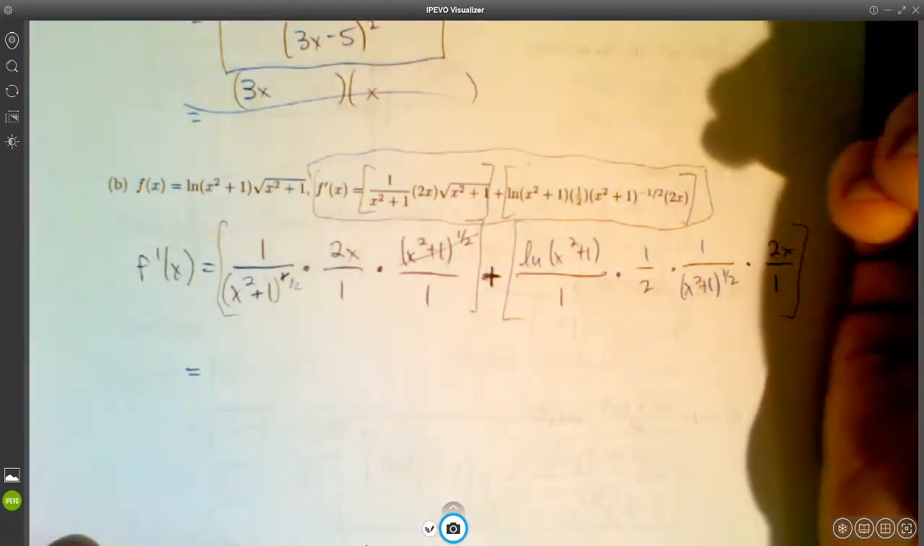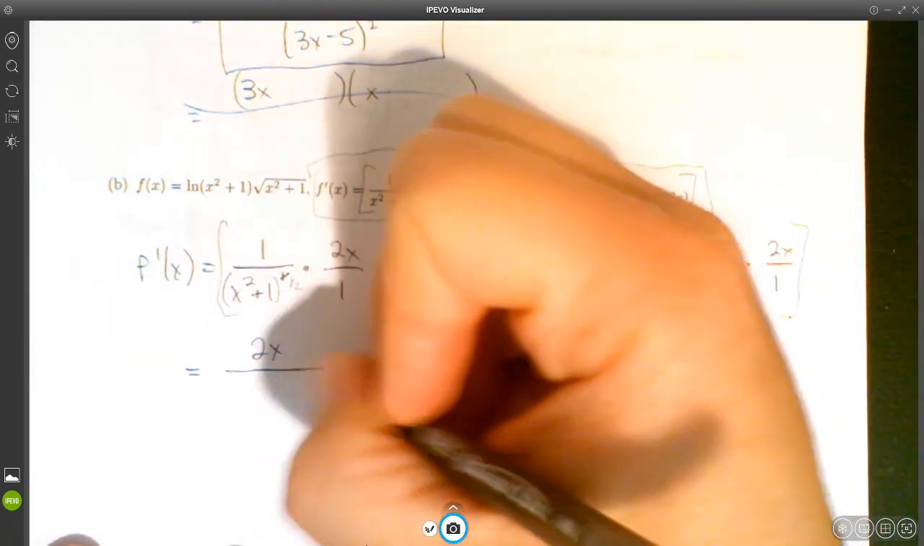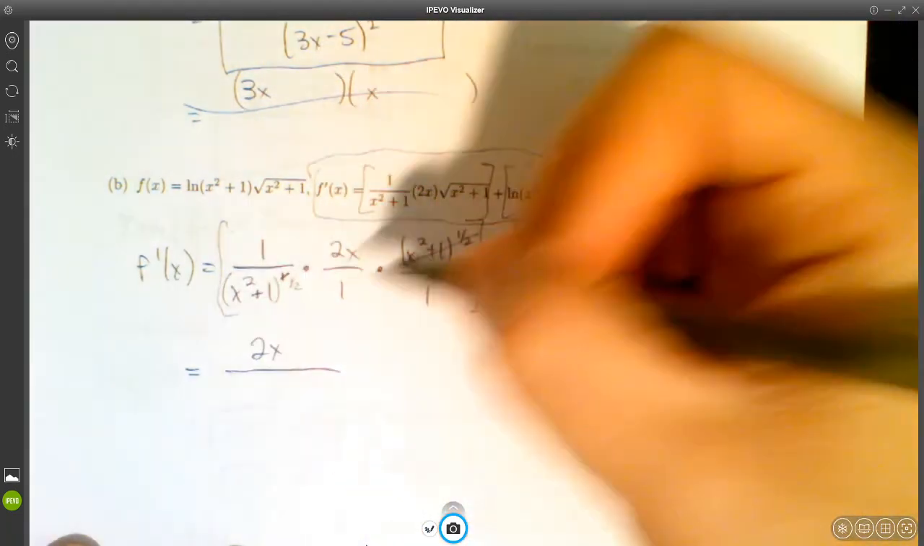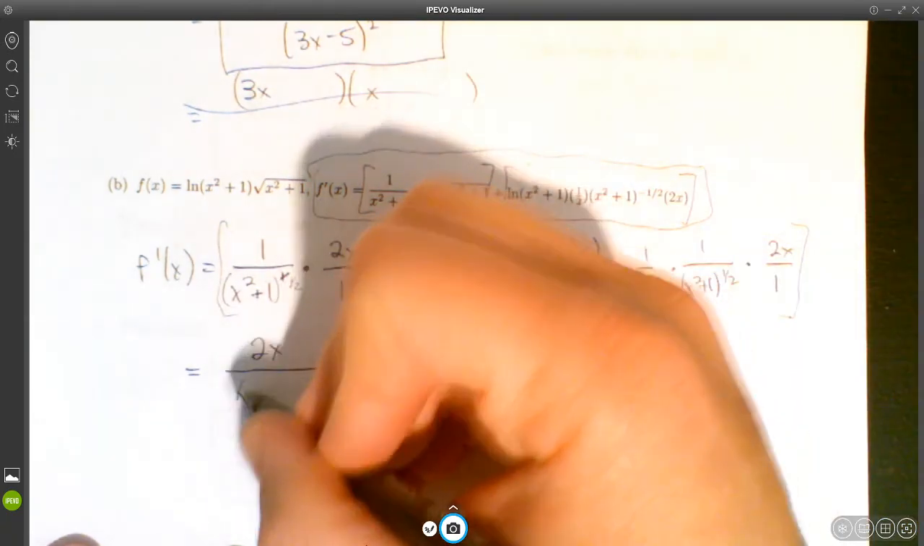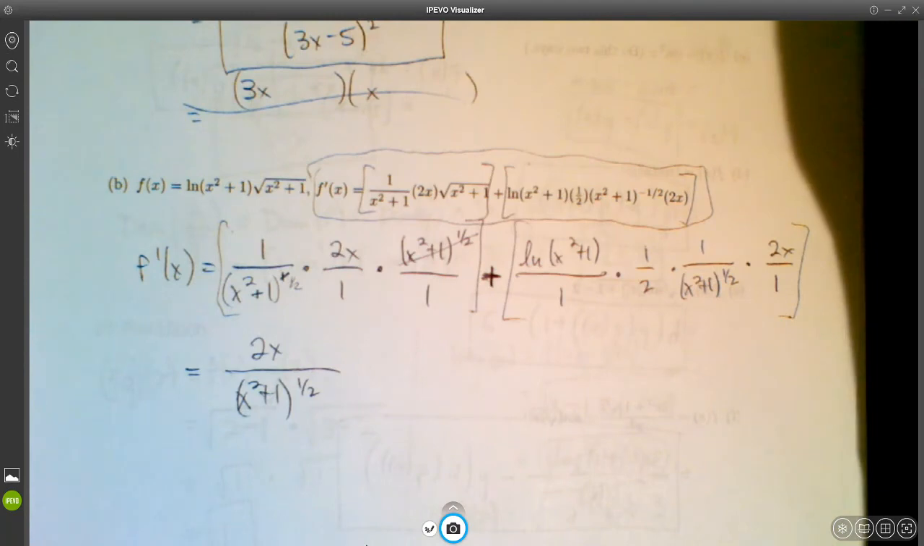And I think that's all of the canceling I get, but now I'm going to combine all of my numerator and denominator. 1 times 2x is 2x, right? And this was just 1 as well. Divided by x squared plus 1 to the 1/2 times 1 times 1. Well, so that's just x squared plus 1 to the 1/2 power. And already that first term is looking quite a bit better, quite a bit more simple.